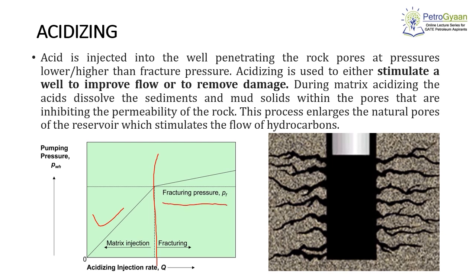During matrix acidizing, the acid dissolves the sediments and mud solids within the pores that are inhibiting the permeability of flow. This process enlarges the natural pores of the reservoir, which stimulates the flow of hydrocarbon. In acid fracturing, if we inject acid at pressure higher than the fracturing pressure, it will create a fracture. In comparison with hydraulic fracturing, here you do not require a propping agent, because the fracture created with the help of acid is like an etching. So even if it closes, it will create pores in between, which will improve the flow of hydrocarbons.